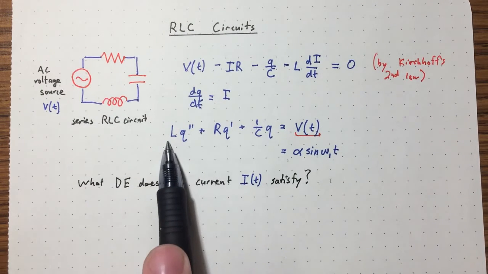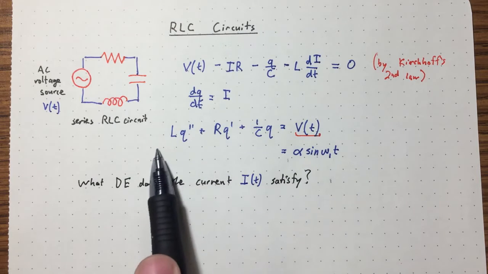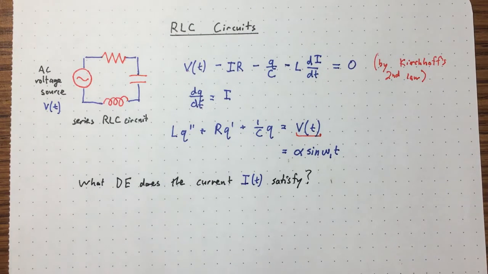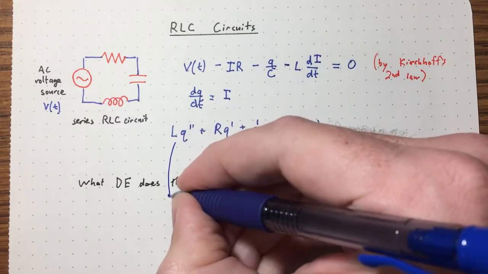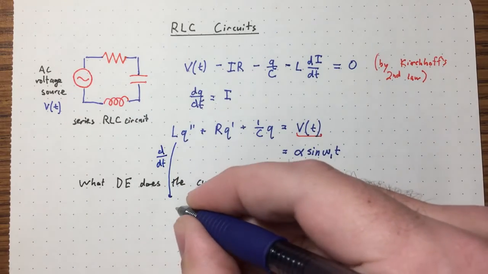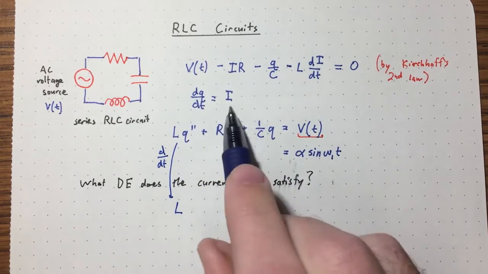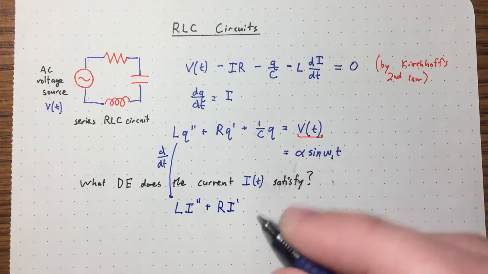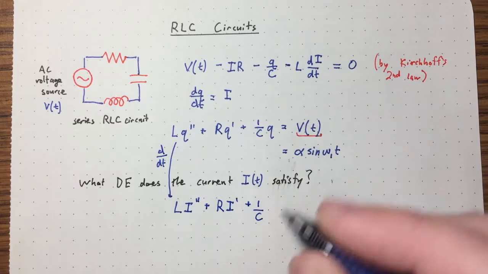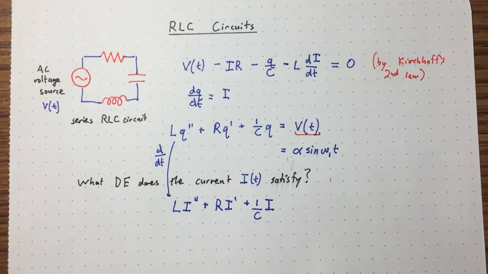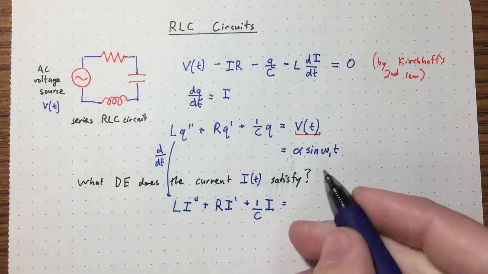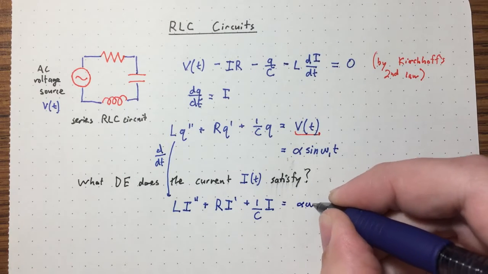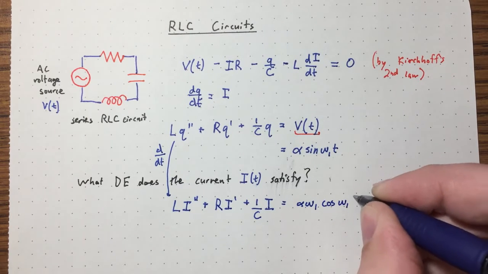Well, what we can do is take this differential equation here, and if we take the derivative of both sides, then we end up with a second order differential equation for the current. I just want to take the derivative with respect to time. What do I get? I get L Q triple prime, but Q triple prime is I double prime, plus R times I prime, plus 1 over C times I, since the derivative of Q is I. Notice the derivative distributes over the sum, so we can do it. And that's going to equal, and we have to be careful, we also have to take the derivative of this function here, which is alpha omega 1 cosine omega 1 t.